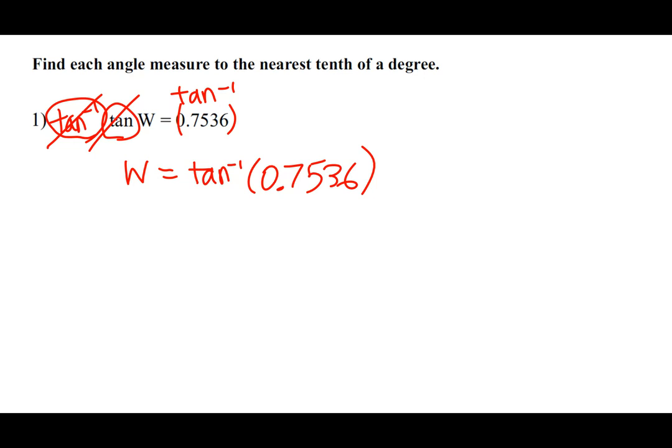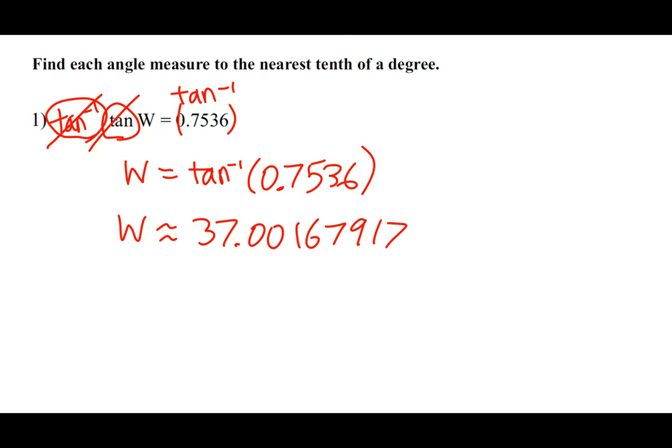And then on the calculator, you put in what's on the other side, which is tangent -1 of 0.7536. Again, turn the cell phone calculator sideways. Actually, you put in 0.7536 first, and then you press second tangent. So that will give you this number, 37.00167917.